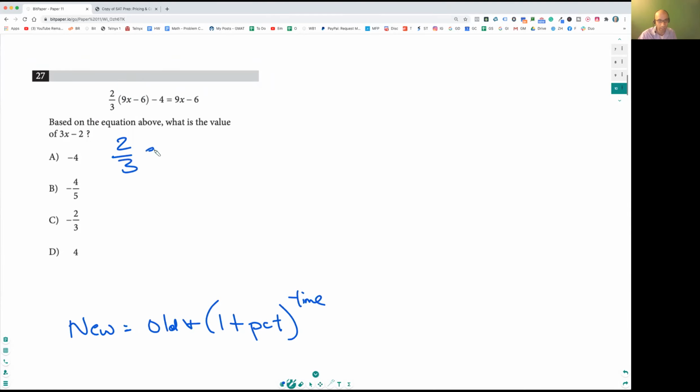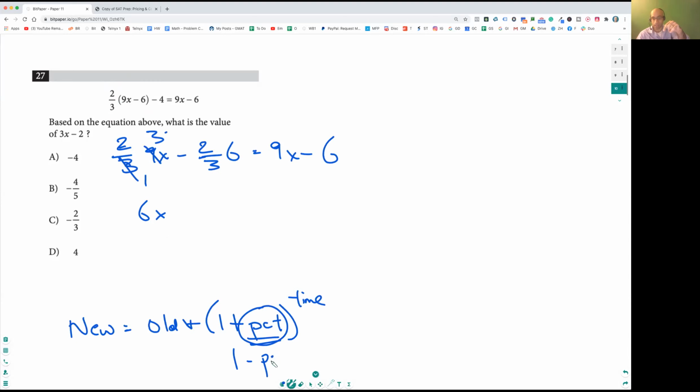2 over 3 times 9x minus 2 over 3 times 6 is equal to 9x minus 6. 2 over 3, so 3 times 1, 3 times 3, and 2 times 3 is 6. That's the speed, guys. Casey, it's 1 plus if it increases, 1 minus if it decreases. I was just telling Zunor that 1 plus the percent is when it increases, and 1 minus the percent is when it's decreasing. Hopefully that helped.